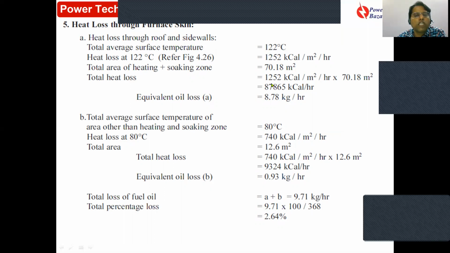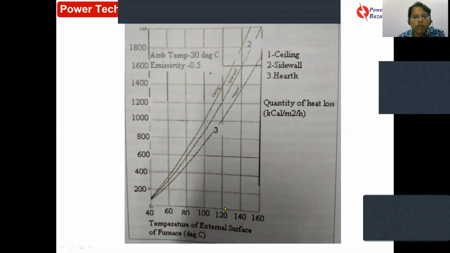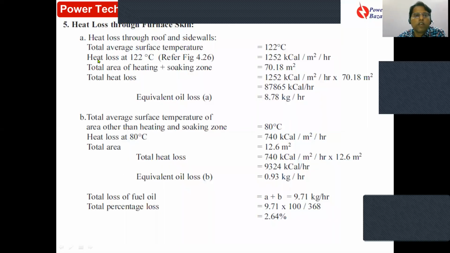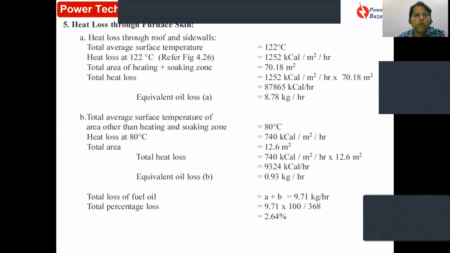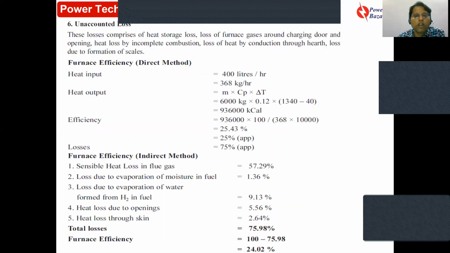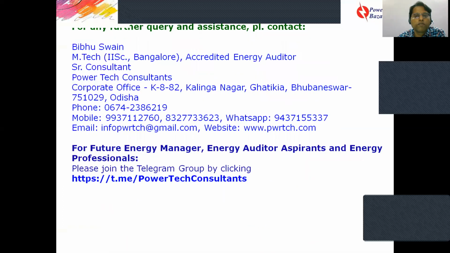Now, if it is 120 degrees Celsius, let us see. In the ceiling or in the hearth, it will be almost 1150 or 1175 heat loss. Now, in this case, it is 1252. So, let us see what this is. It is basically trying to find out the heat loss for the furnace roof and sidewall. So, 1252. Now, let us find out what this 1252 is.